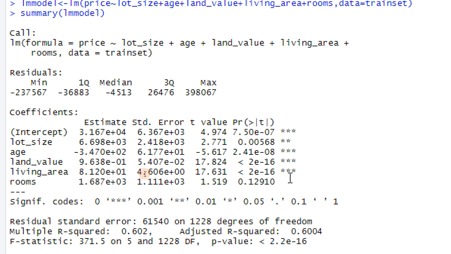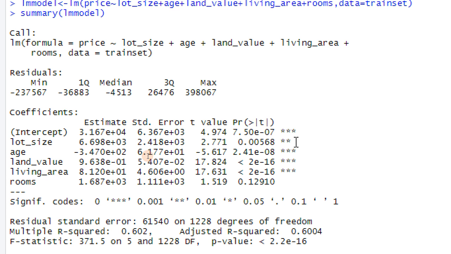So how to select a variable? The 3 stars indicate that price is strongly dependent on living area, that means 99.9% price is dependent on living area. 99% of price is dependent on land value and age of the house. And here you can see lot size, it is giving only 2 stars.